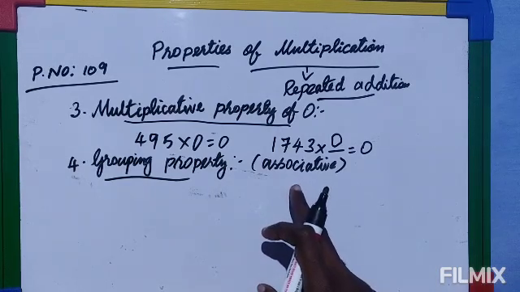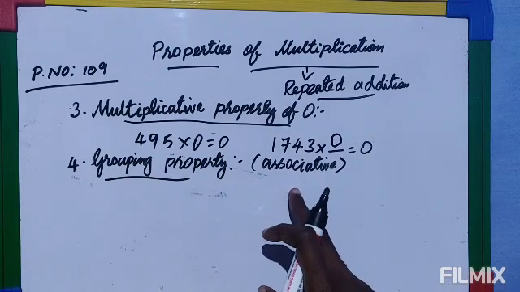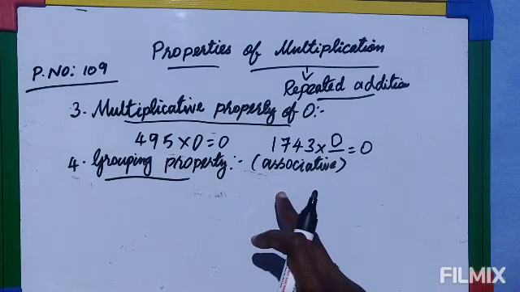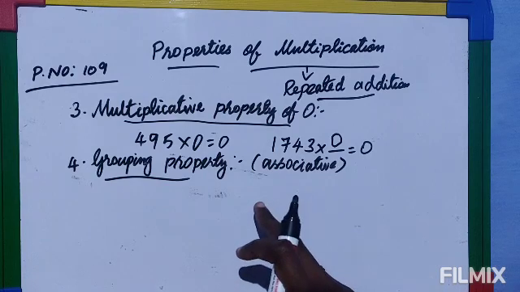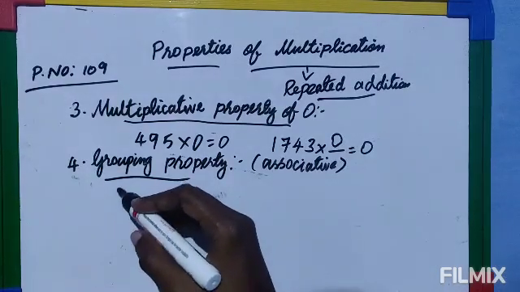Again, association means a group. Group means you need more than 2 people, not just 2. Association, a group of people, so more than 2 numbers. If it is in multiplication, how will the answer be? Now in a group, there are 3 numbers. Let me give an example.